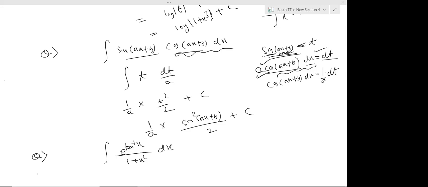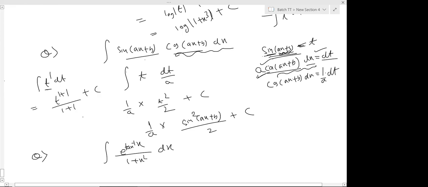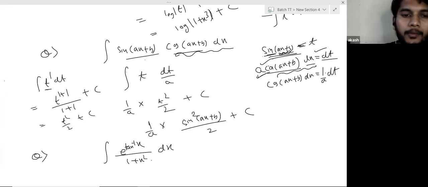In the last question, how did t squared by 2 come? We explain that part. See, integration of t dt. So integration of t dt, this is t to the power 1. So integration of this is t to the power 1 plus 1 upon 1 plus 1, plus c. So t square by 2 plus c. Okay, sir. Thank you, sir.